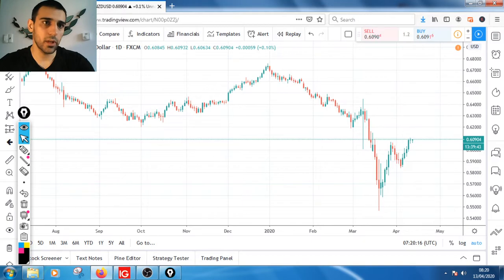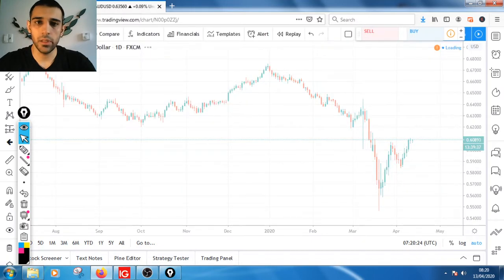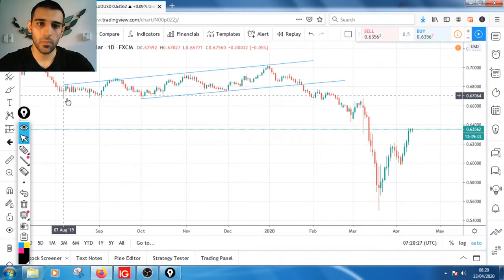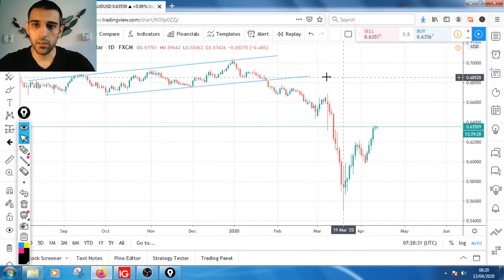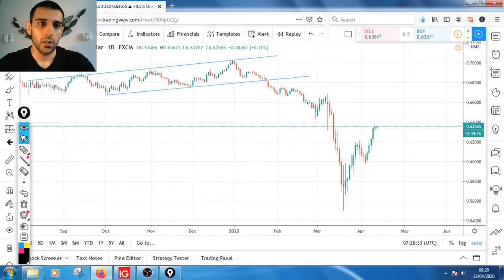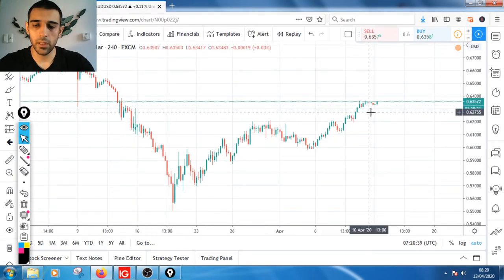Which one? We'll have a look. Audi. Let's have a look at Audi USD. Let's see what the Australian dollar is doing right now. So this is a daily time frame. The currency is going pretty well. Let's drill down to the 4-hourly time frame and see what we got in there.